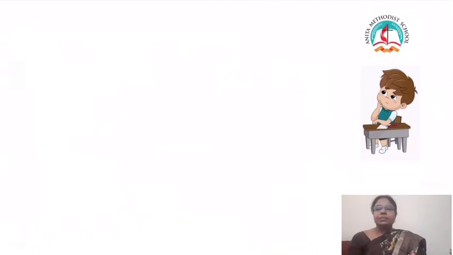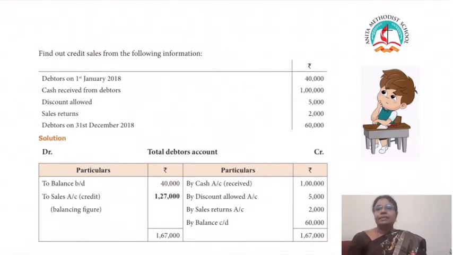Now the next sum is you have to calculate the credit sales. Children, if you want to calculate the credit sales, you have to prepare total debtors account. So, look at the problem. Debtors on 1st January 2018, 40,000. Cash receipt from debtors, 1 lakh. Discount allowed, 5,000. Sales returns, 2,000. Debtors on 31st December 2018, 60,000. So, you have to calculate the credit sales.